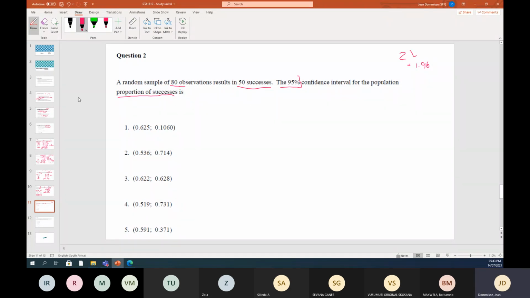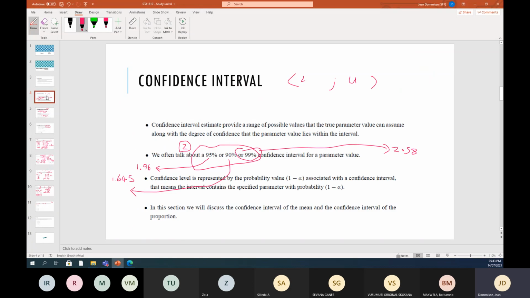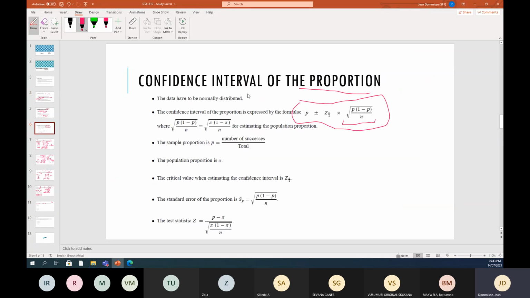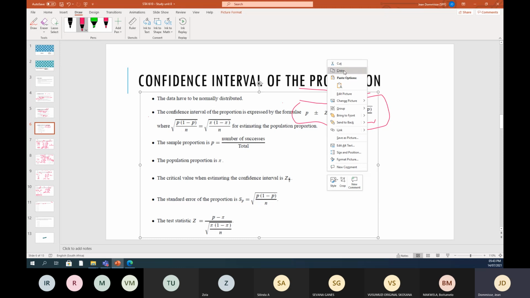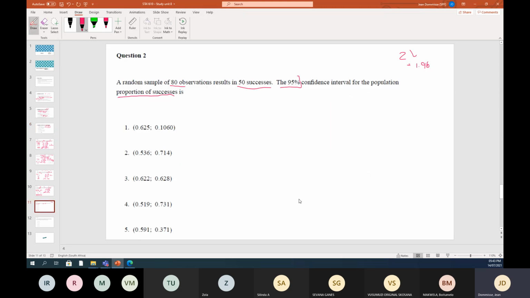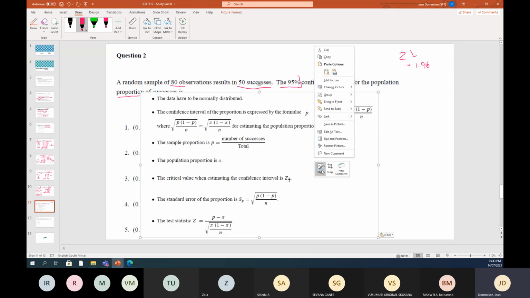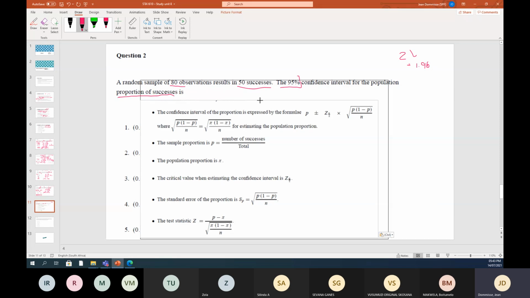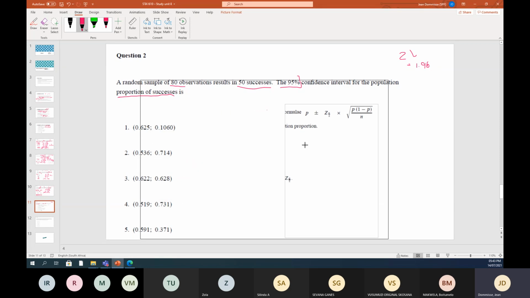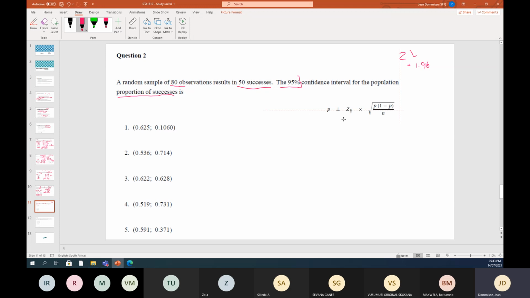So what is your formula? I can't remember this formula, so I will just copy this over quickly. And you can use this template in the exams and everything. You really don't need to remember these formulas at all. Okay, so that is the formula that we're going to work with.